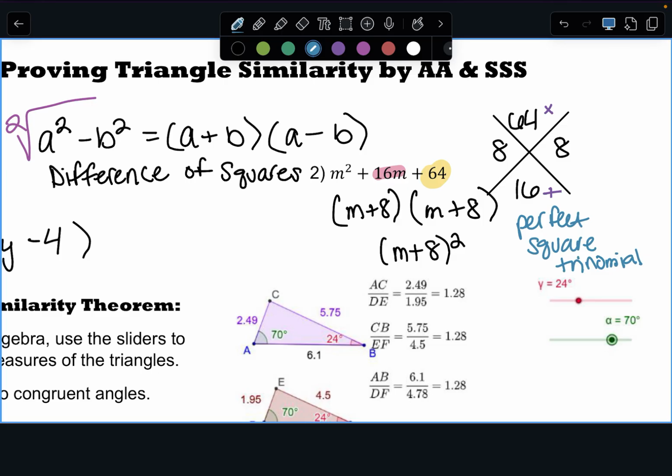What about trinomial? Does anyone know what that means? 3 numbers. 3, very close. 3 terms. 1, 2, 3. Very good. So perfect square because it's equal to something squared, and trinomial because there's 3 terms. That's all from Algebra 1, hopefully. Questions on that?